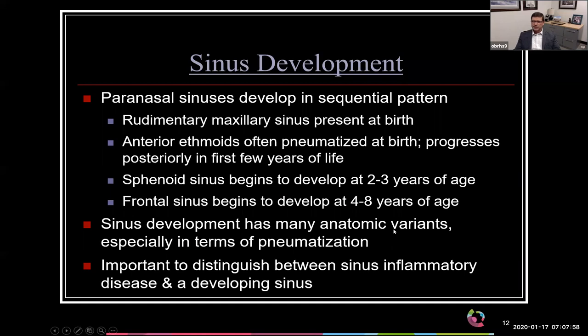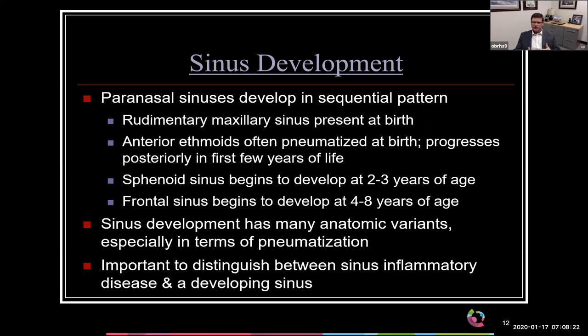Now, in terms of sinus development, it occurs in a predictable sequential pattern. At birth, children are going to have rudimentary maxillary and ethmoid sinuses, and then that pneumatization and development will progress over the next few years of life. The sphenoid sinus usually starts to develop at about 2 to 3 years of age, and the frontal sinus is the last to develop. That's usually about 4 to 8 years of age.